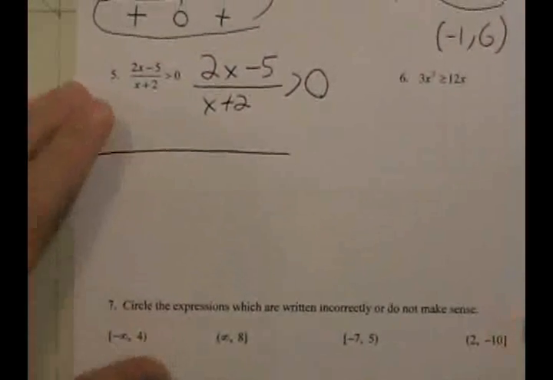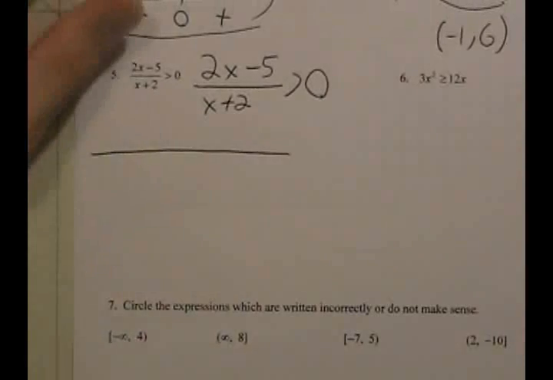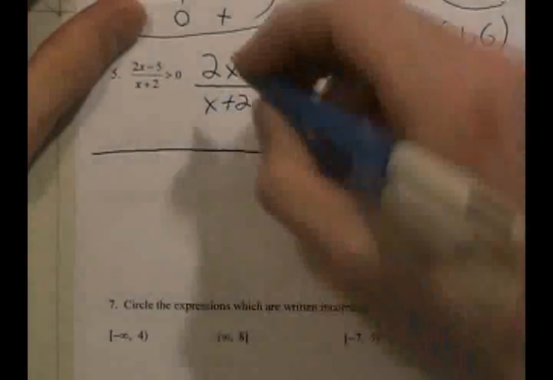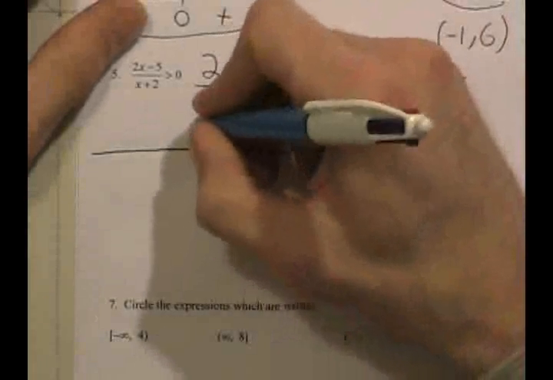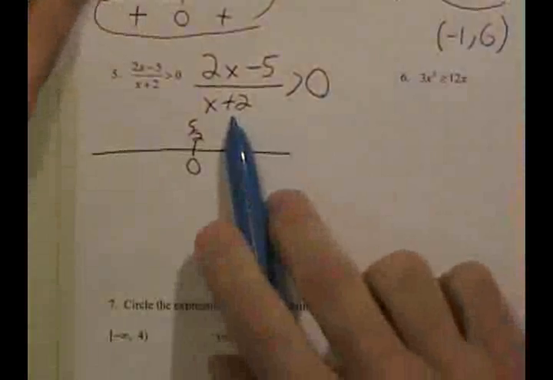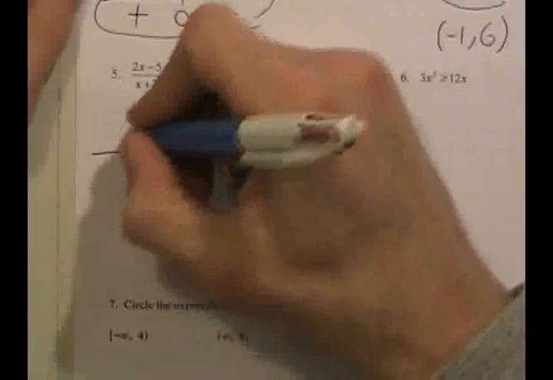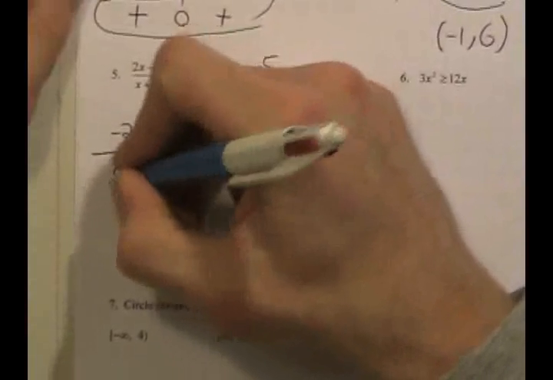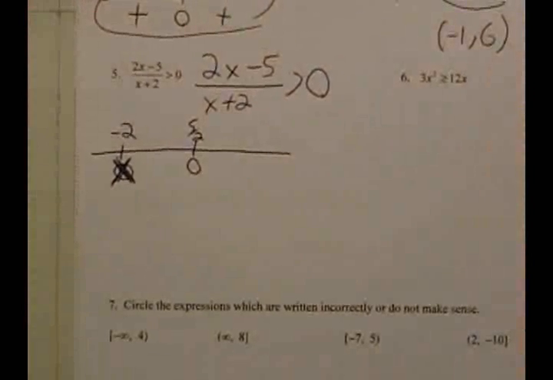And so what we do is we find the values of x that make this expression 0, which in this case would be 5 halves. 5 halves makes it 0. And we see the values of x that make it undefined. So in this case, that'll be negative 2. It will give us undefined. So I can make an x to make sure we know that we can't plug in minus 2. And then we treat it like we treat the other problems.